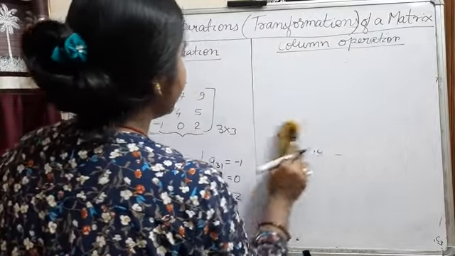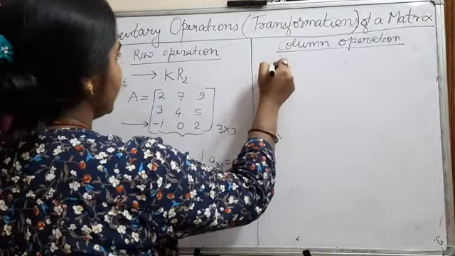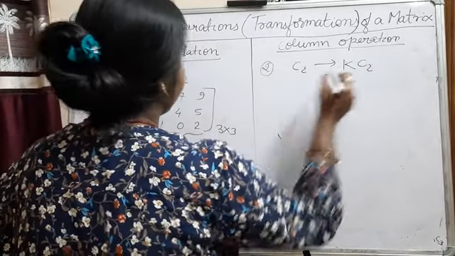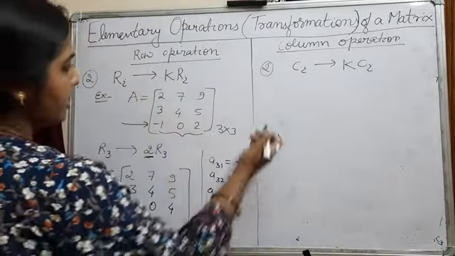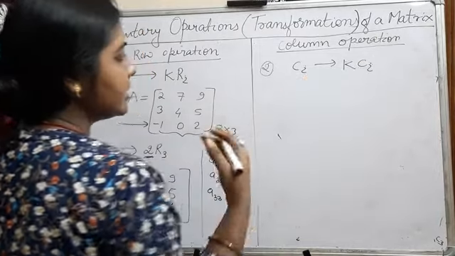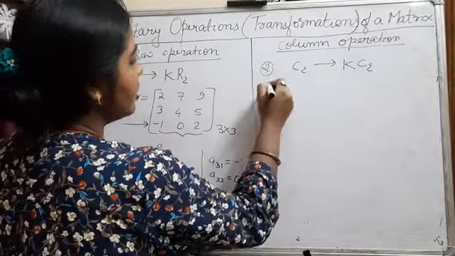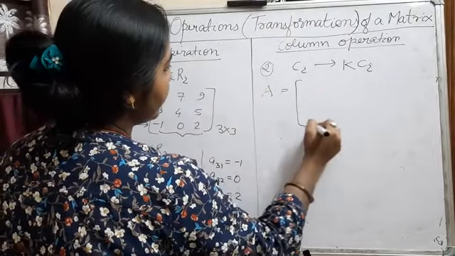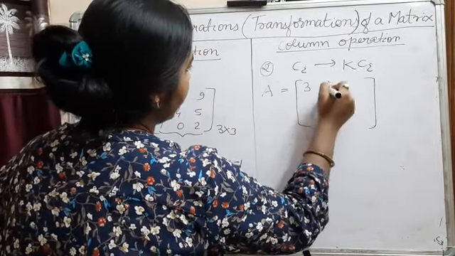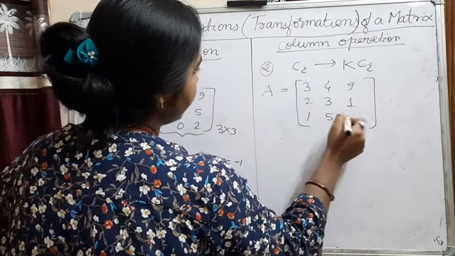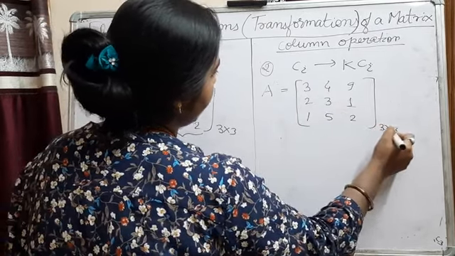Now the second column elementary operation is Ci tends to Kci. Similar pattern it is. It means we can multiply any scalar quantity with a column. So taking a matrix here, 3, 4, 9, 2, 3, 1, 1, 5, 2. This is again of 3 by 3.